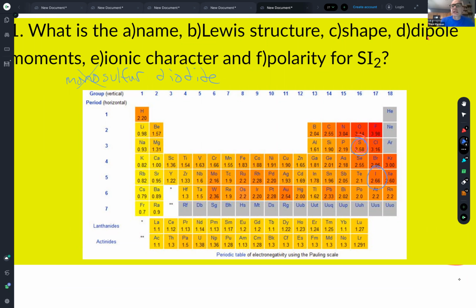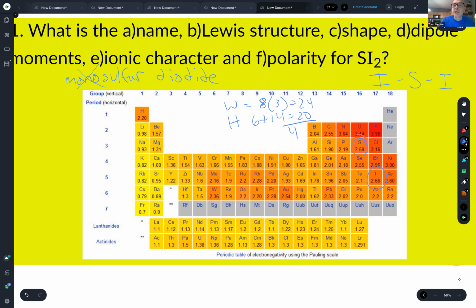Lewis structure. Now, I do know that my structure is going to be single bonded I's to the S because they are halogens. However, I want to show my work. The I's are each 8, that's 3 times 8 is 24. My have is 6 plus 14, and that's 20. That means there's a difference of 4. Divide that by 2, and you get 2, which is what I have here for my bond. So that's my Lewis structure.